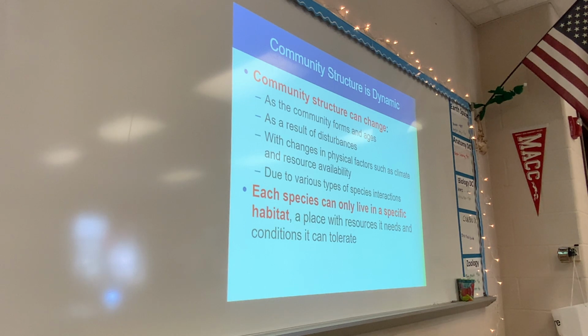Now, the community structure can change as the community ages, as there are disturbances, maybe a flood, maybe a fire. It can just change with the season as well, summer versus winter, that's going to cause the community to change. Each species can only live in a specific habitat. You can't take a chinchilla that is made for cold habitats and stick it in the desert. Not going to work very well for the chinchilla. Just like you can't take Liz, who is made for a desert, and stick her up with the polar bears. Not going to do so well for Liz. Every animal has a specific habitat that it is made best to survive in. That is why they are adapted in certain ways. Each species can only live in its specific habitat.